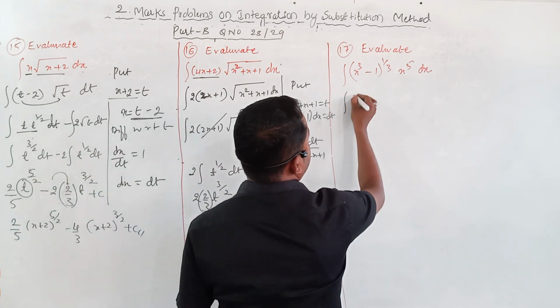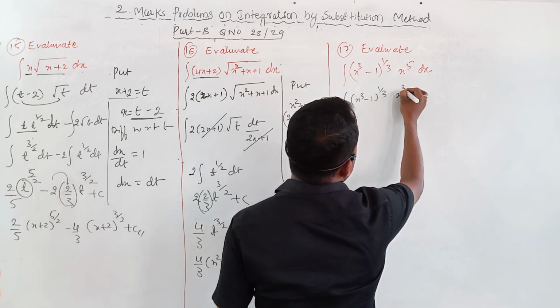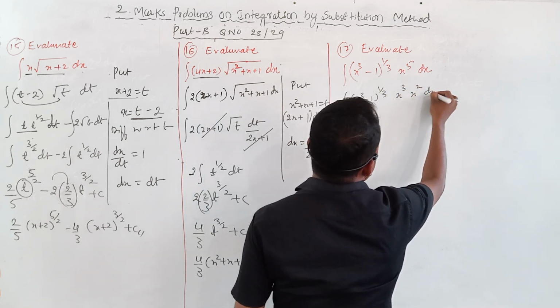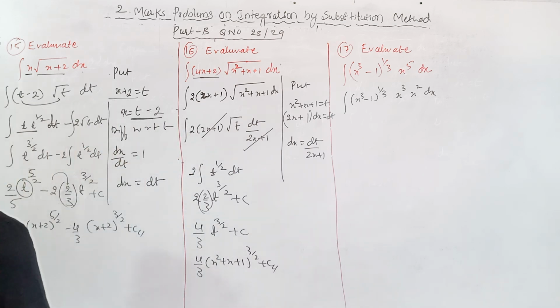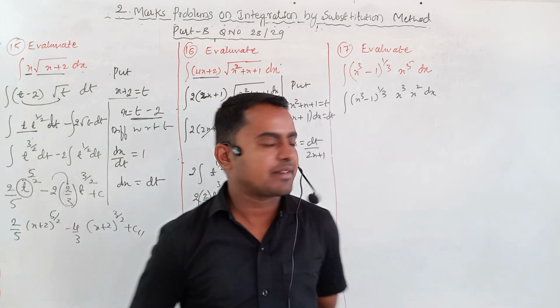Next one: x cube minus 1 raised to 1 by 3. x raised to 5 can be written as x cube into x square. I am splitting x raised to 5 as x cube into x square.